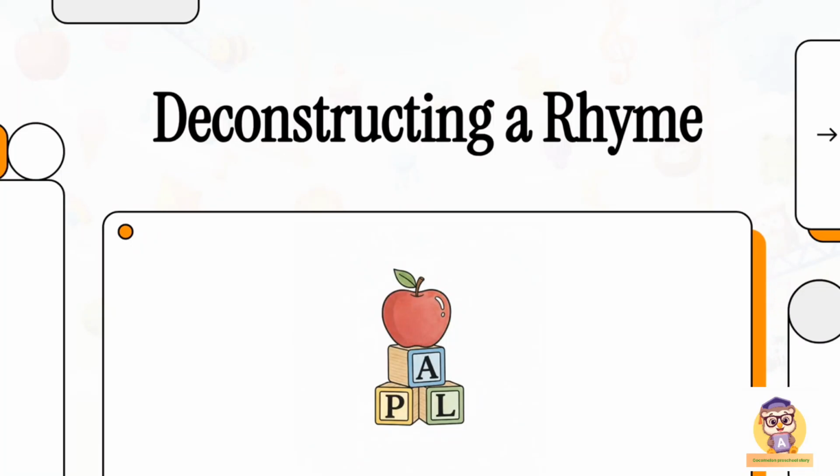All right, let's jump right into this explainer. Today we're breaking down the anatomy of a rhyme. Specifically, we're deconstructing the alphabet song. We honestly take these simple little rhymes for granted, don't we? But the architecture behind them is actually incredibly intentional. It's literally mapping complex data directly into our brains.